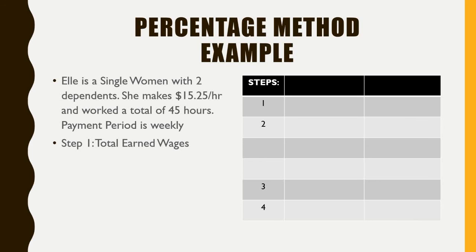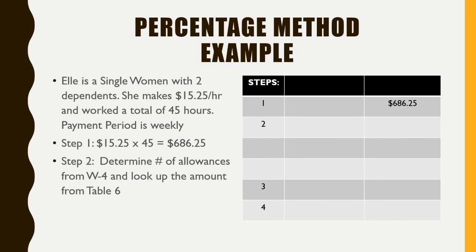Here's a little table that I set up so it's easier for you to calculate this. Here's the scenario. L is a single woman with 2 dependents. She makes $15.25 an hour, and she worked a total of 45 hours. Her payroll period is weekly. So step 1 is to determine how much earned income or earned wages she has so far. If she makes $15.25 an hour and worked a total of 45 hours, what is her total earned wages? $686.25. Good.